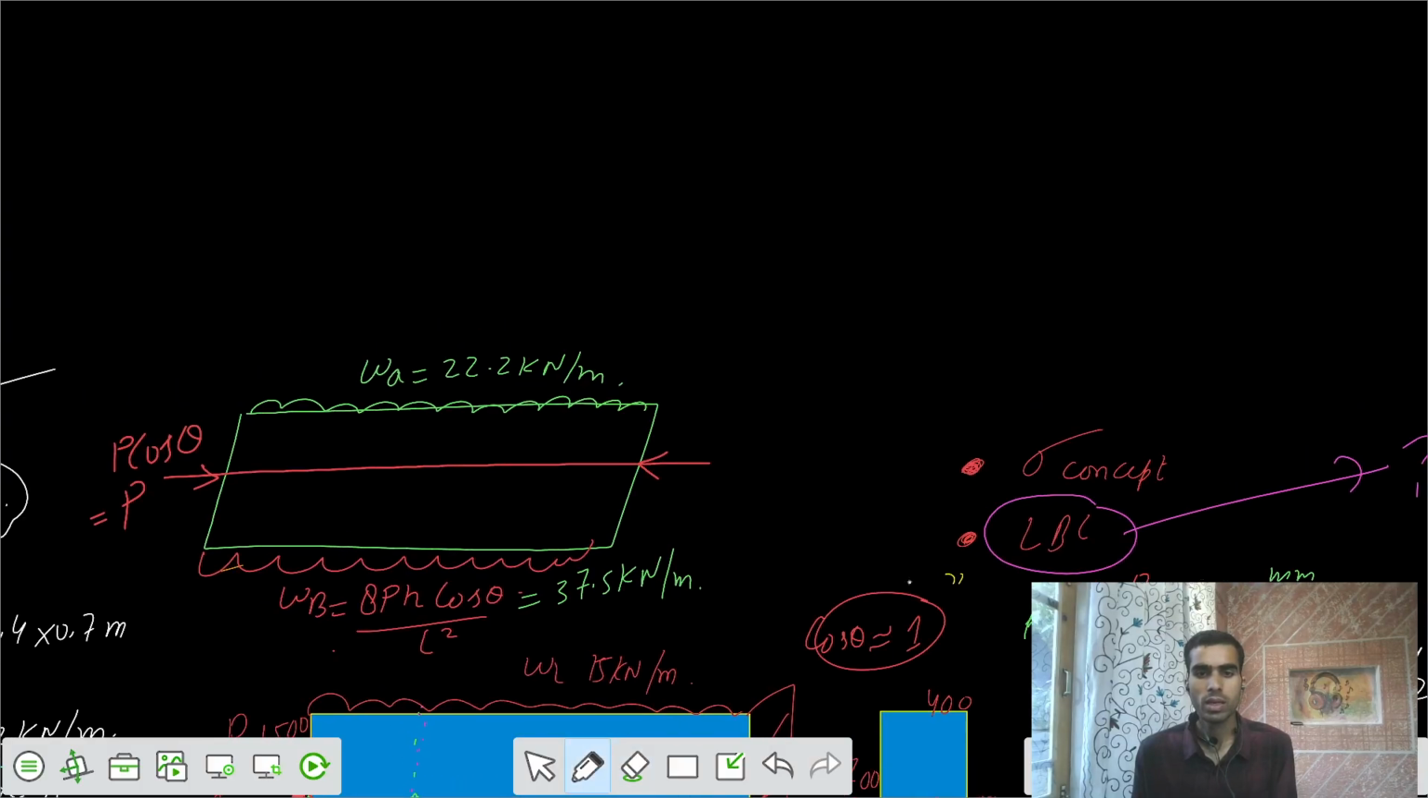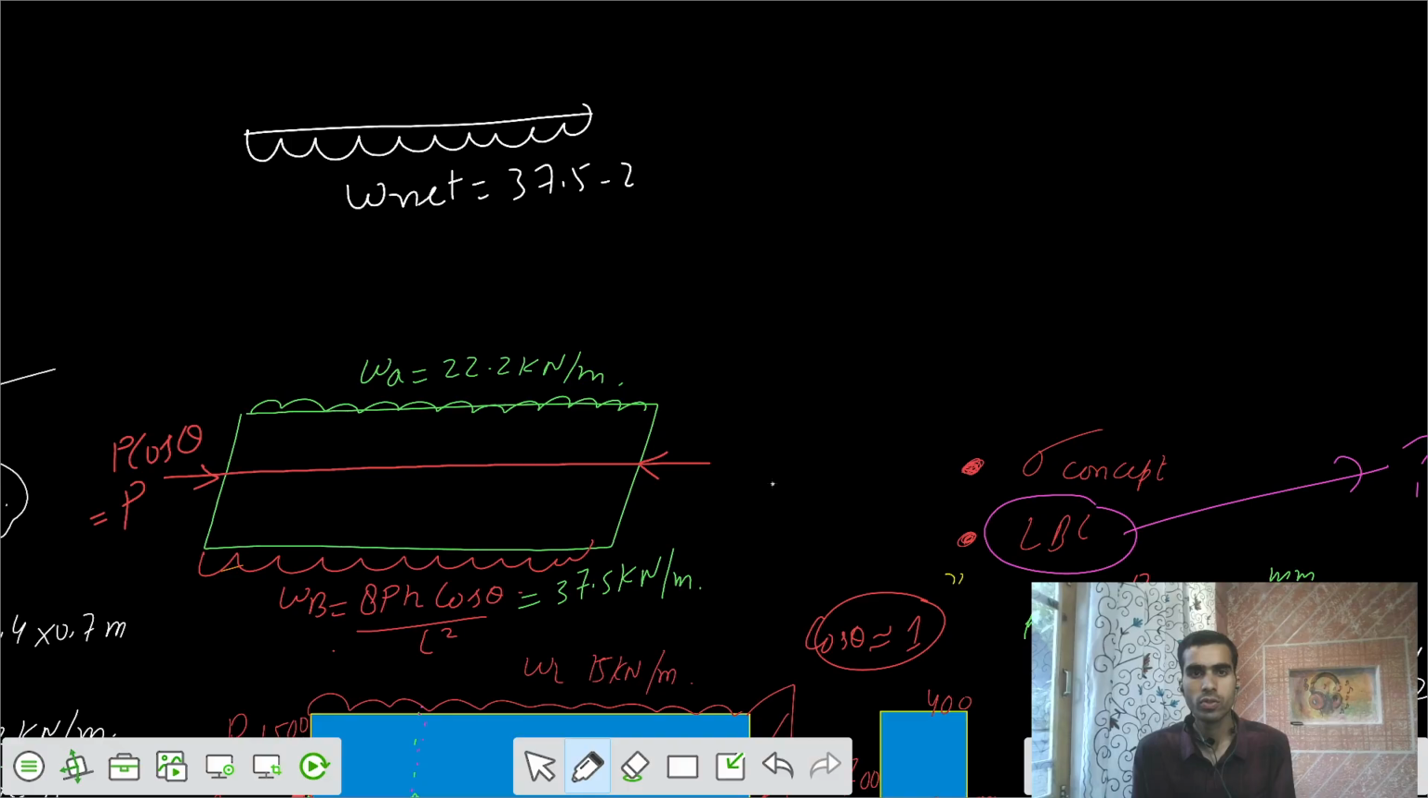Can you tell me what's the net UDL we can have? I would say the net UDL is acting upwards. This is W net, which equals 37.5 minus 22.2, that's 15.3 kilonewton per meter acting upwards.